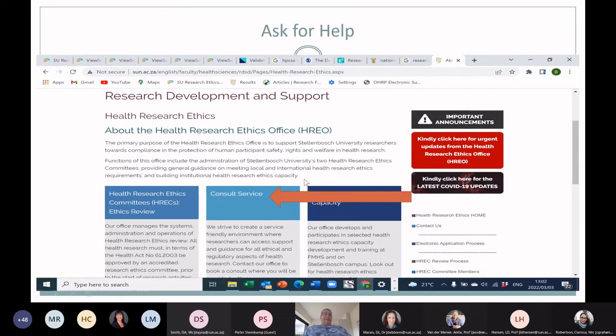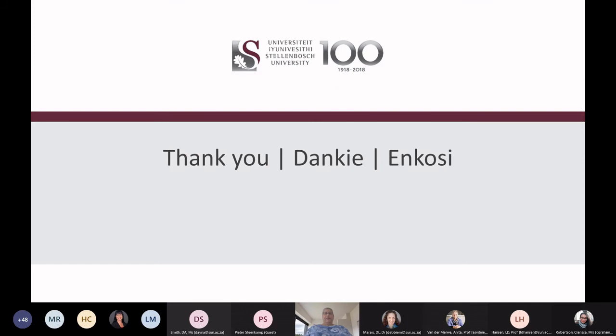Also, the committee provides what we call a consult service. Basically, if you are unsure about your particular protocol and whether it would be acceptable or not, or if you have particular questions around the methodology and so on, it's important that you ask for help upfront and not do a submission and then get comments that are perceived as negative.